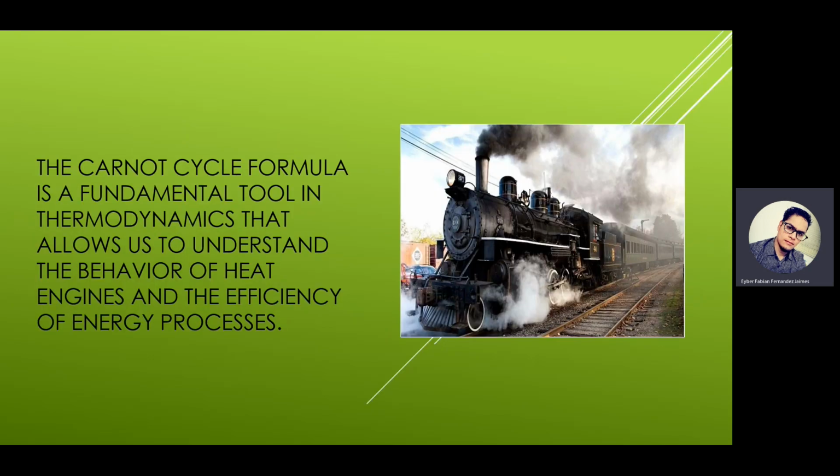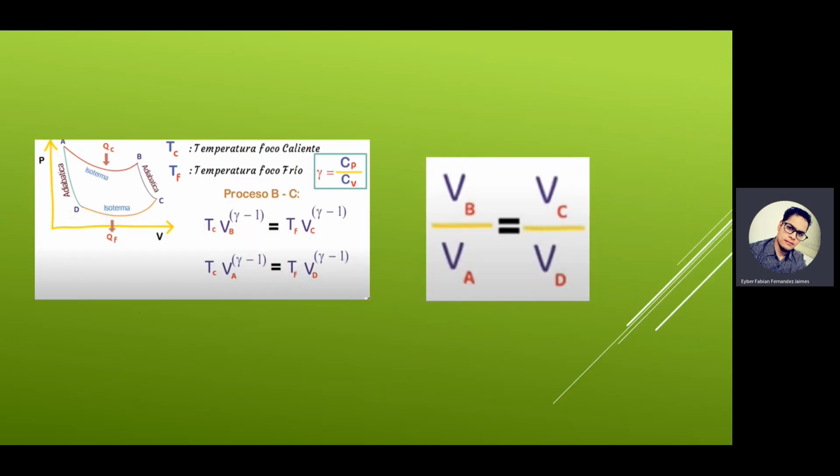The Carnot cycle formula is fundamental to thermodynamics, allowing us to understand the behavior of heat engines and the efficiency of energy processes. In a Carnot machine, operating in a clockwise direction, the gas produces work. The thermal transformations that constitute the cycle are as follows.